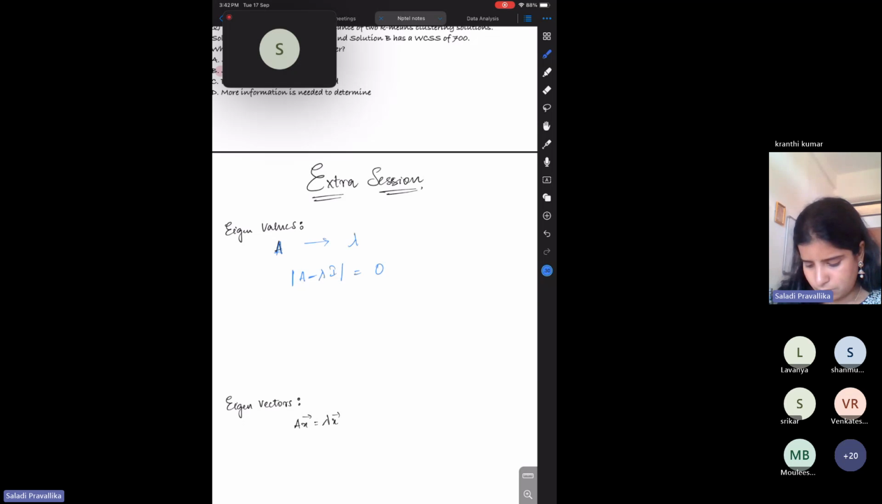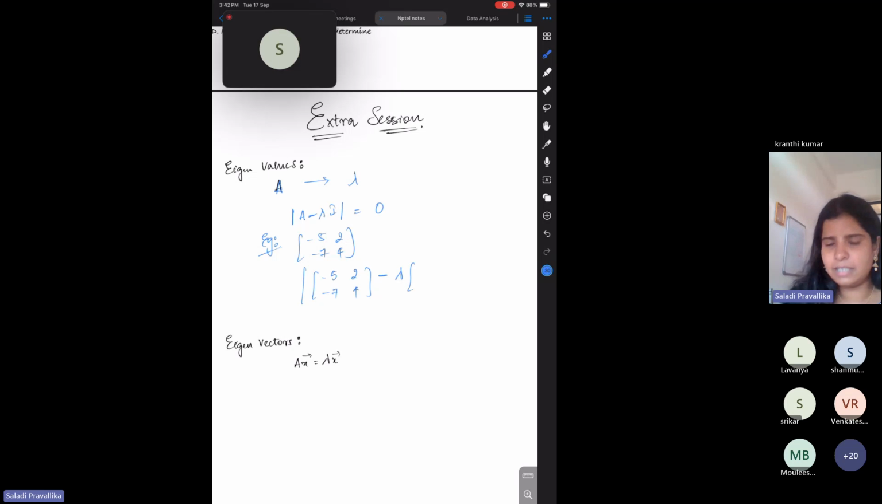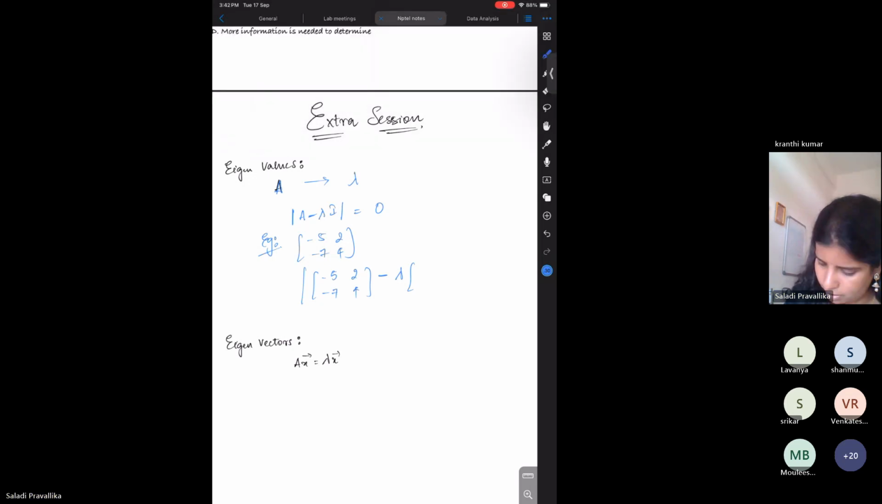Okay. So if I'm taking an example, okay, 5, 2, minus 7, 4, minus lambda times I. I is the identity matrix. So in an identity matrix, the diagonal numbers are equal to 1 and the rest are 0, right? Then 1, 0, 0, 1. So this should be equal to 0.